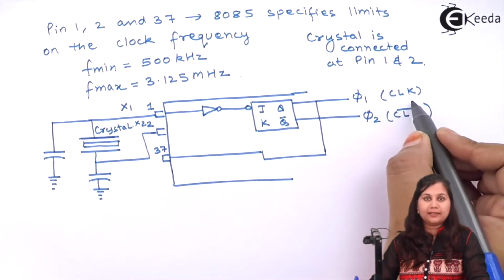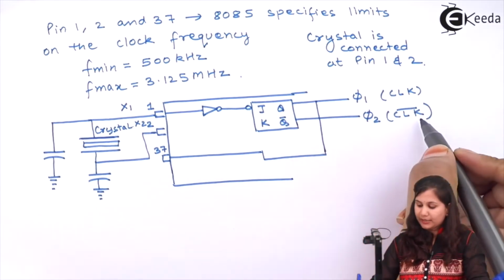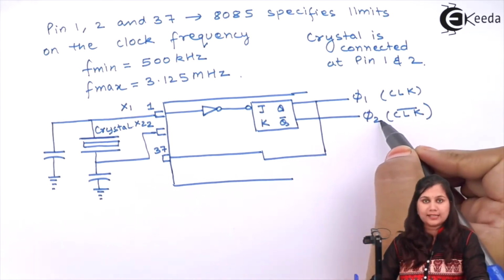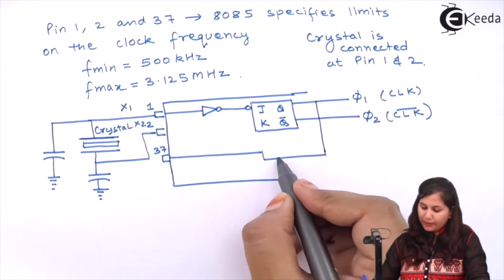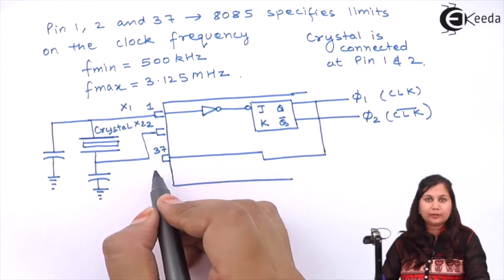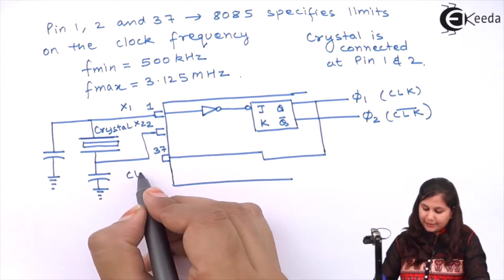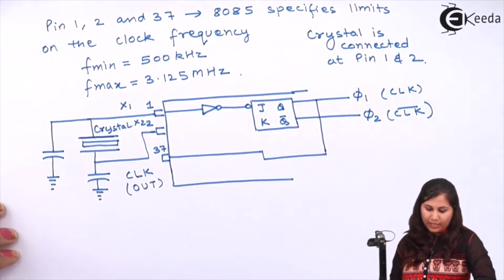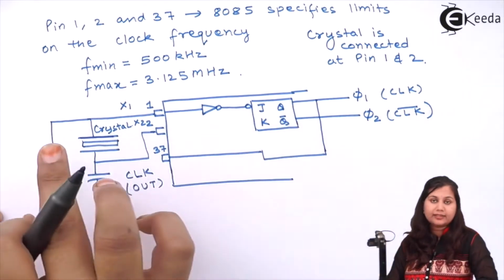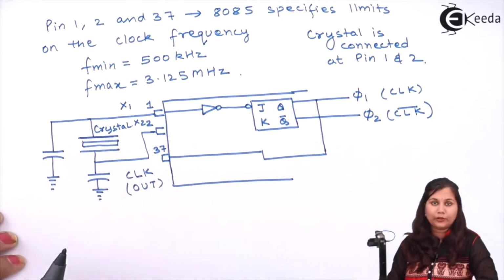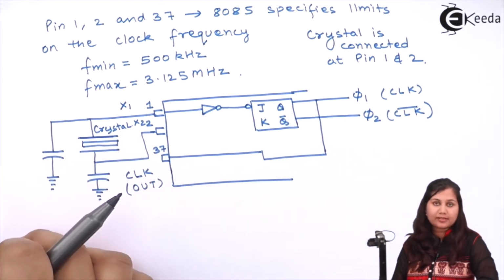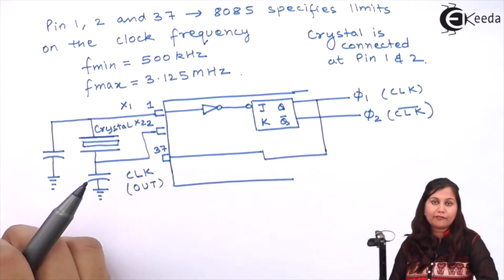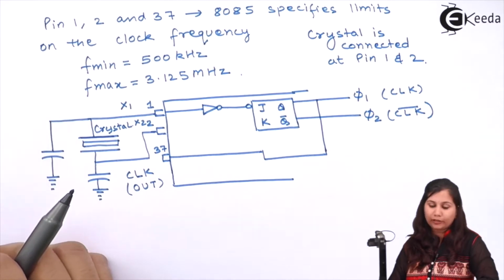Phi 1 is representing the clock pulse and phi 2 is representing the reverse of it. Suppose here we are getting 1, then it will give us 0. And this output clock pulse is given to the 37th pin. So this pin is marked as clock out. Now this flip-flop will divide the frequency of the crystal by 2. So here we are using a crystal of frequency 6 megahertz and this JK flip-flop is going to divide it by 2.